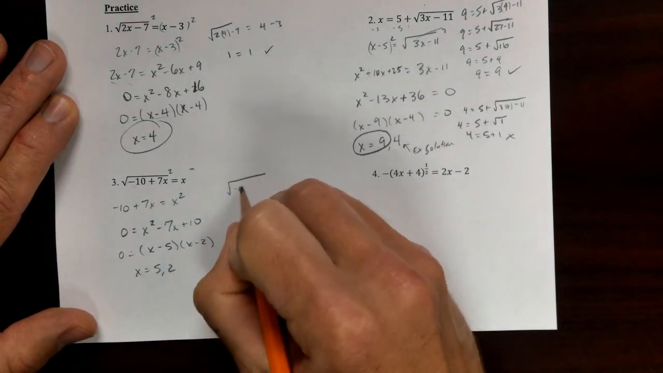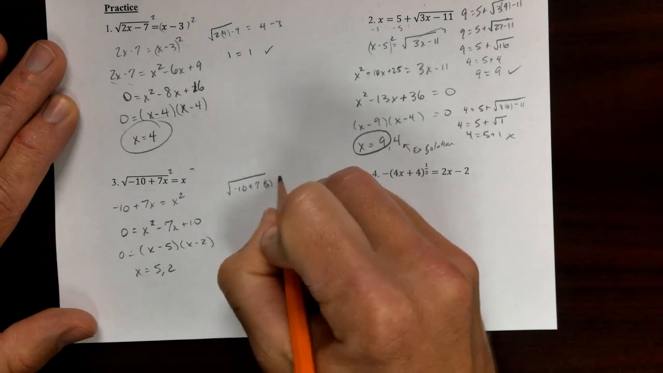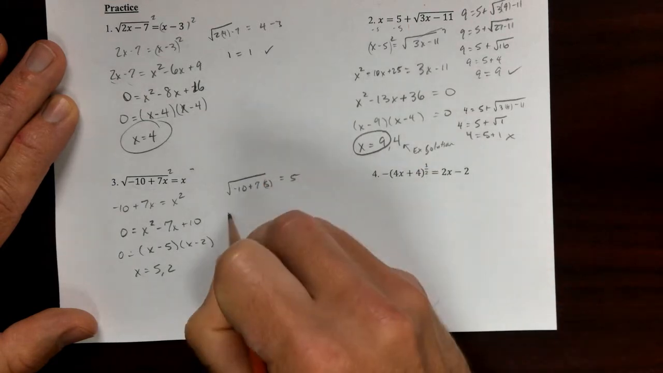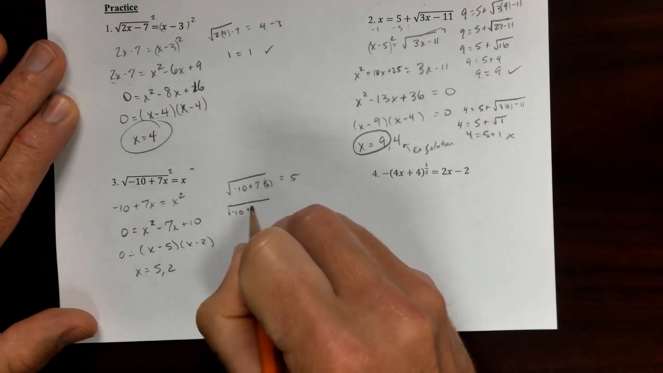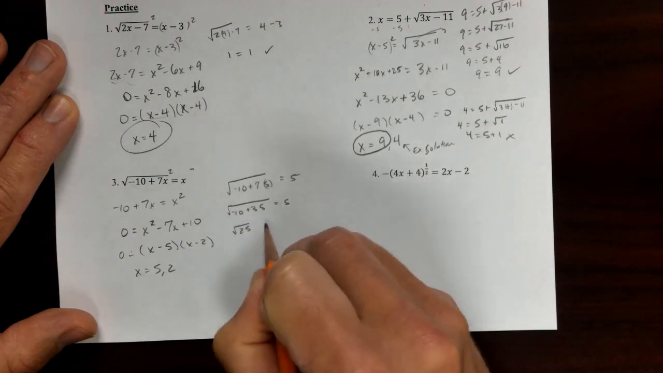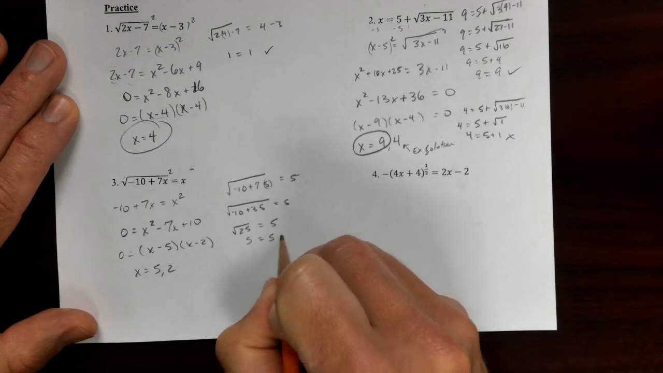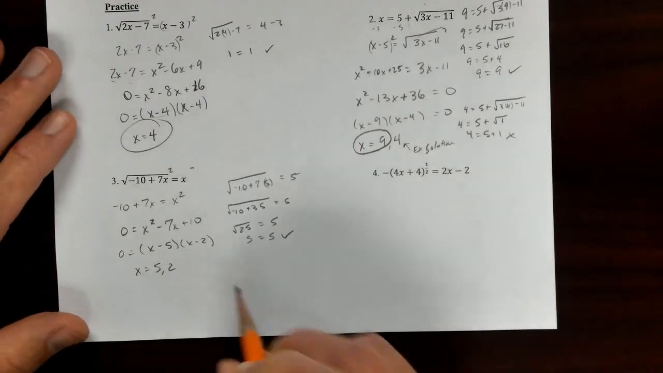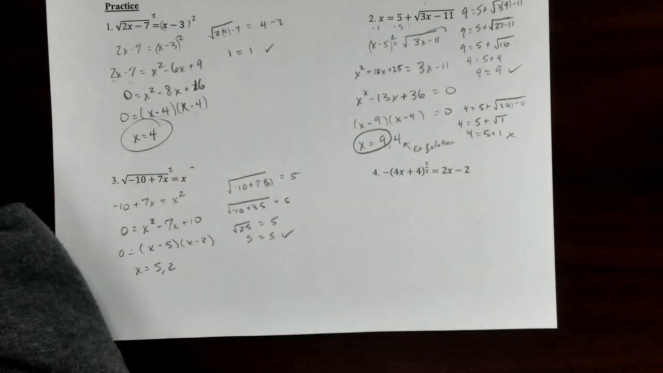So we've got the square root of negative 10 plus 7 times 5 equals 5. Negative 10 plus 35 equals 5. So yes, the square root of 25 equals 5. So 5 equals 5. Perfect. All right, now we need to check our second solution.